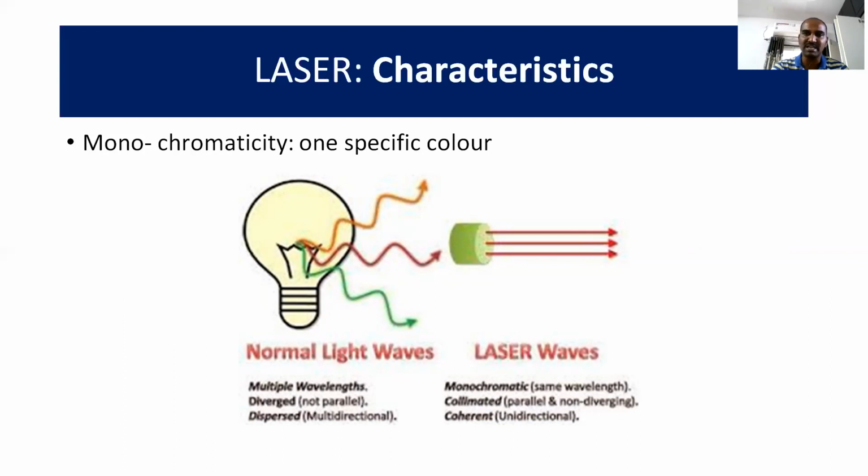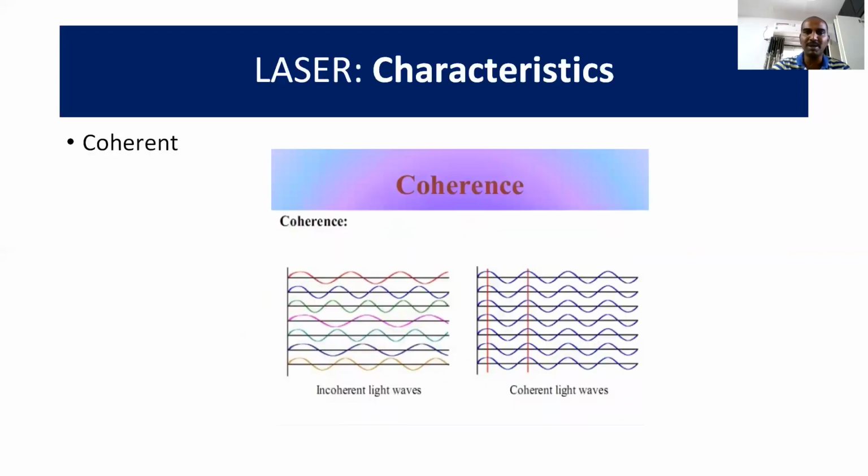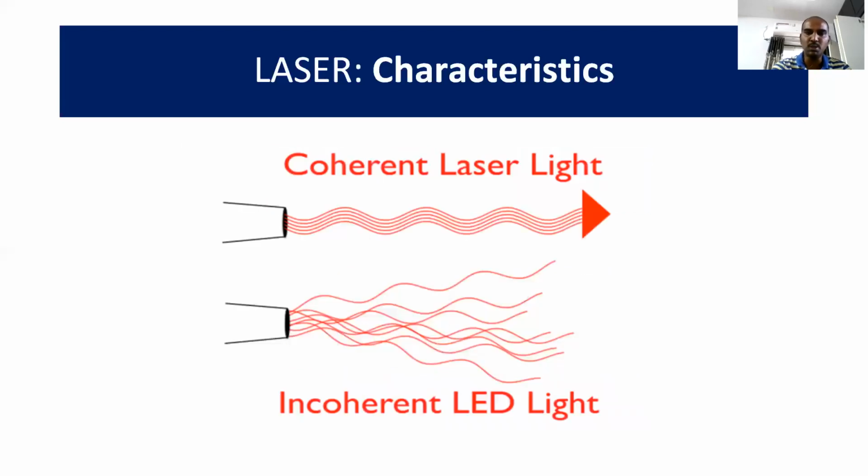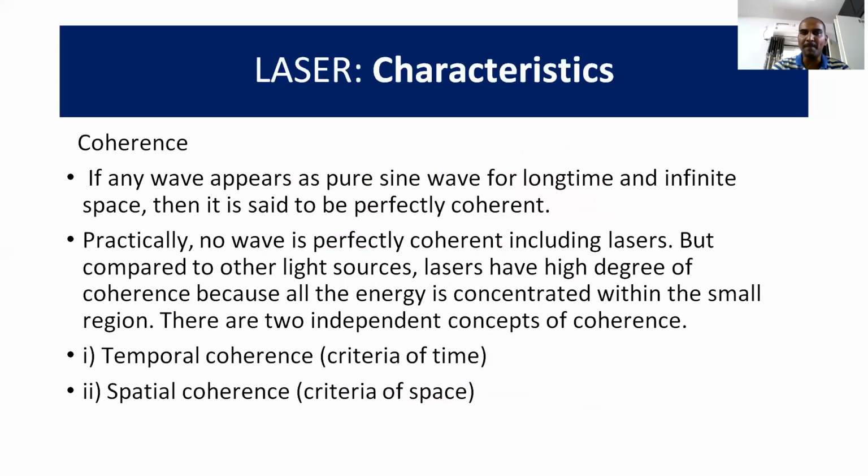That means unidirectionality is possible. Thereby, they have only one wavelength, that is, monochromatic. Then what is meant by coherence? Simply, coherence is defined as follows: if any wave appears as a pure sine wave for infinite time and infinite space, then it is said to be perfectly coherent. Practically, no wave is perfectly coherent, including lasers.